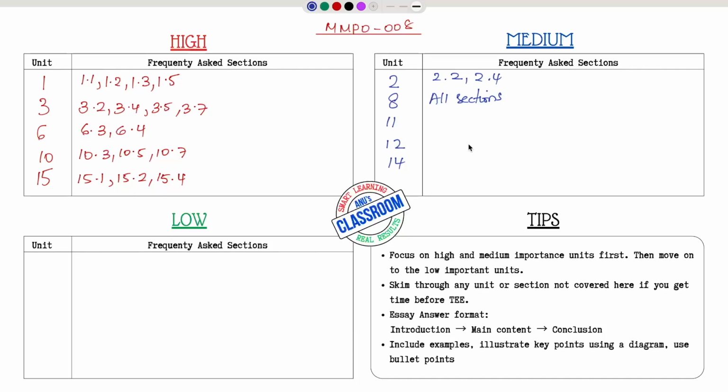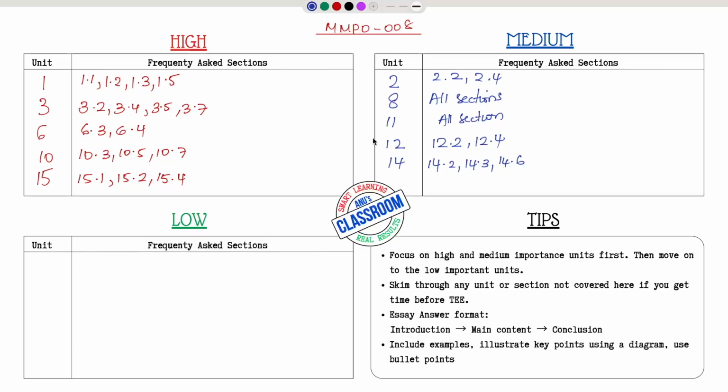The same goes for Unit 11 as well. All sections are important. You need to have a basic understanding of inventory management from this Block 4, Unit 11. But Unit 12, I can tell you, questions have been mostly asked from sections 12.2 and 12.4. And similarly, from Unit 14, questions were mostly concentrated on 14.2, 14.3, and 14.6 sections so far.